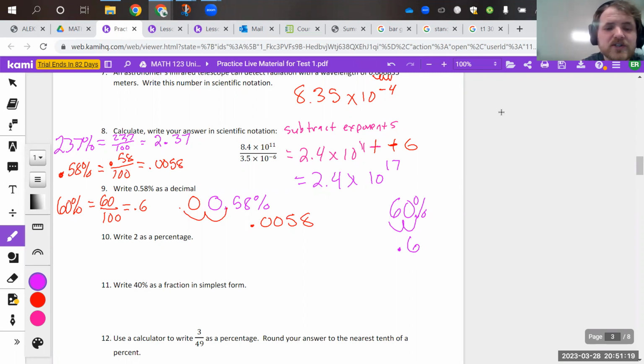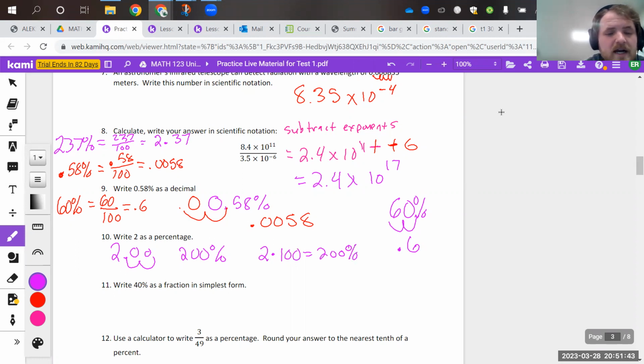So if I have to write 2 as a percentage, to get it into the decimal, I had to move it two places to the right. To get it into a percentage, I got to move it two places to the right, giving me 200%. Another way to do it is you can just multiply by 100. We could have just done 2 times 100 to be 200.